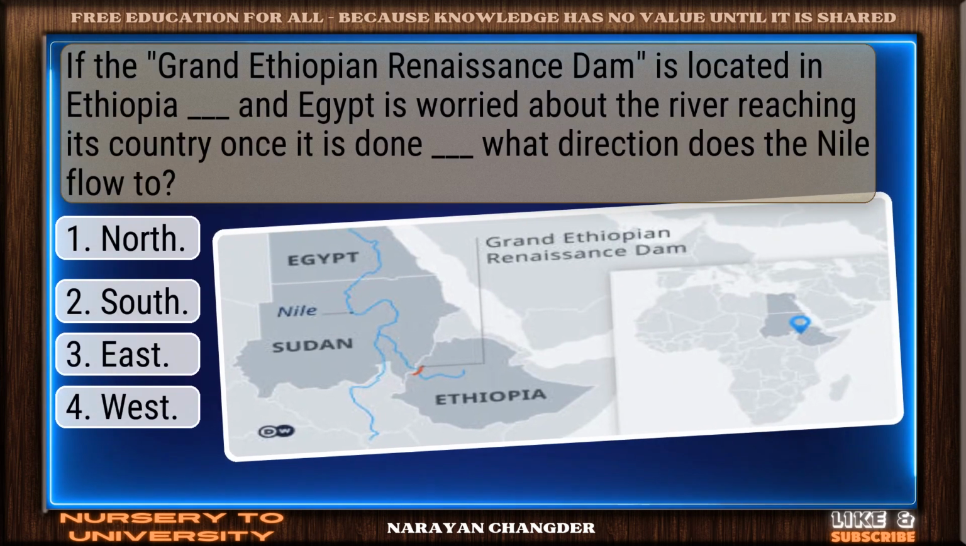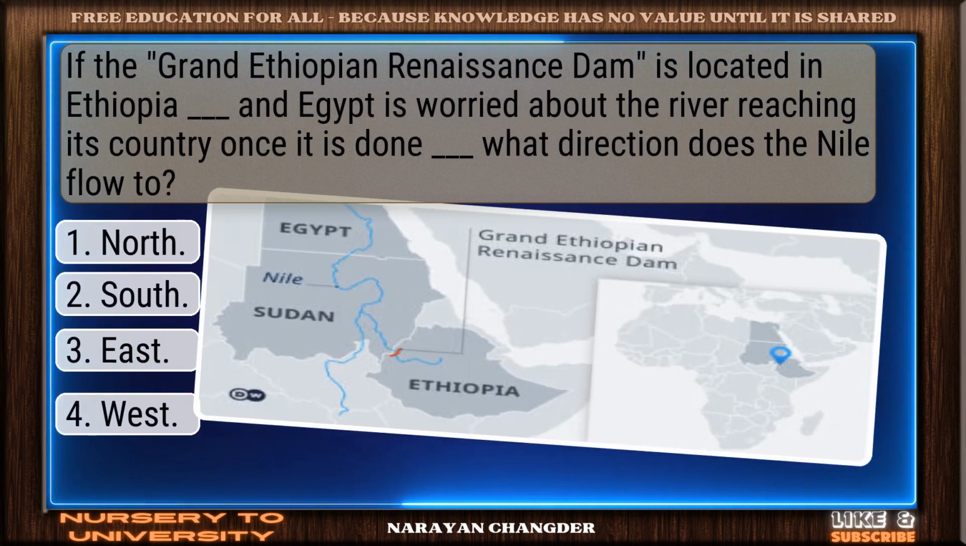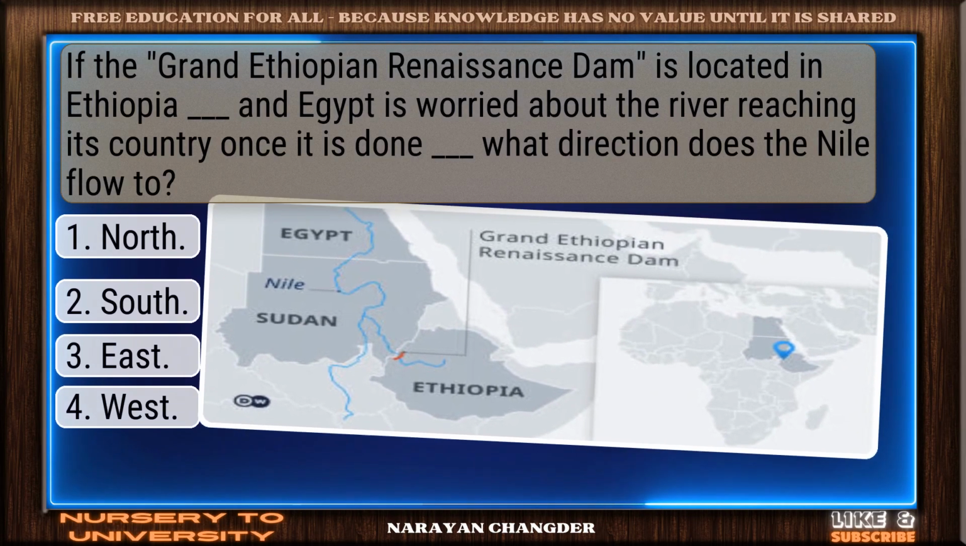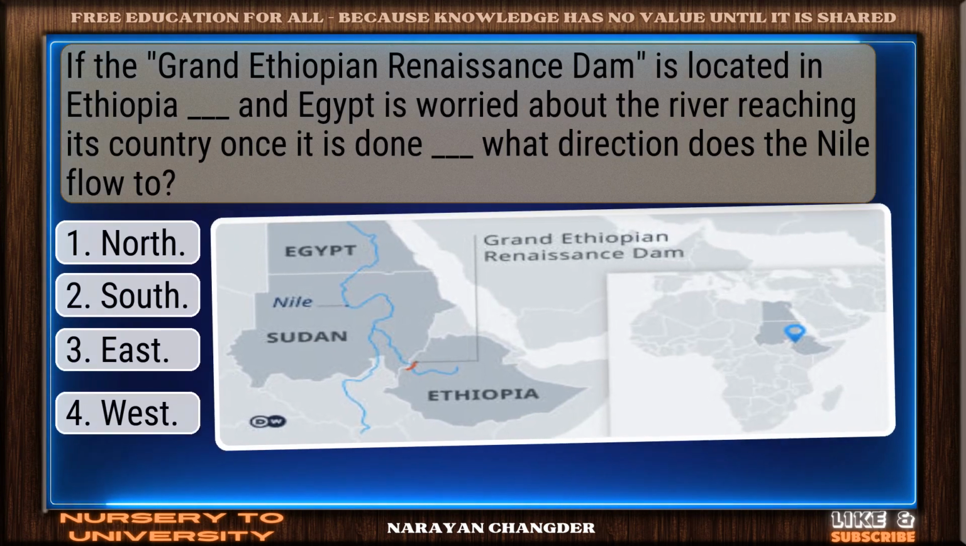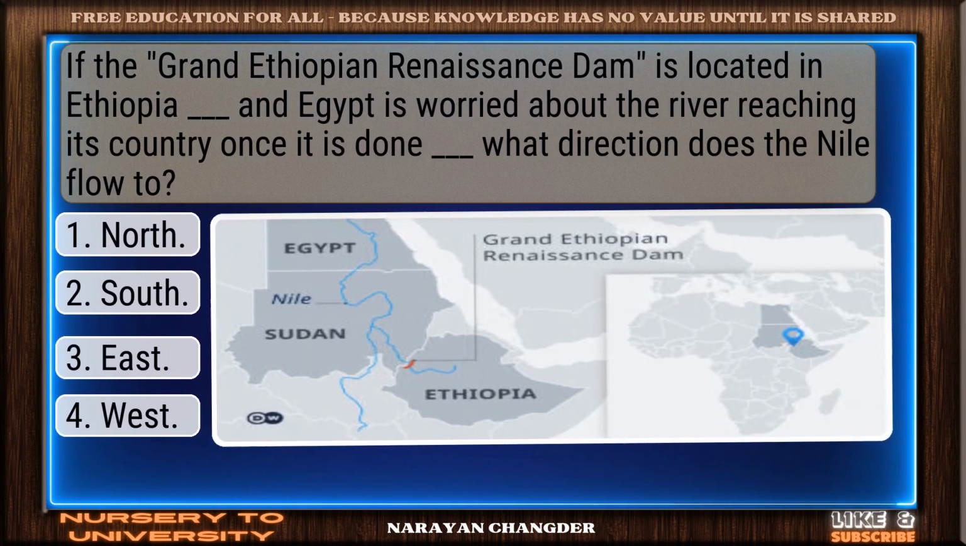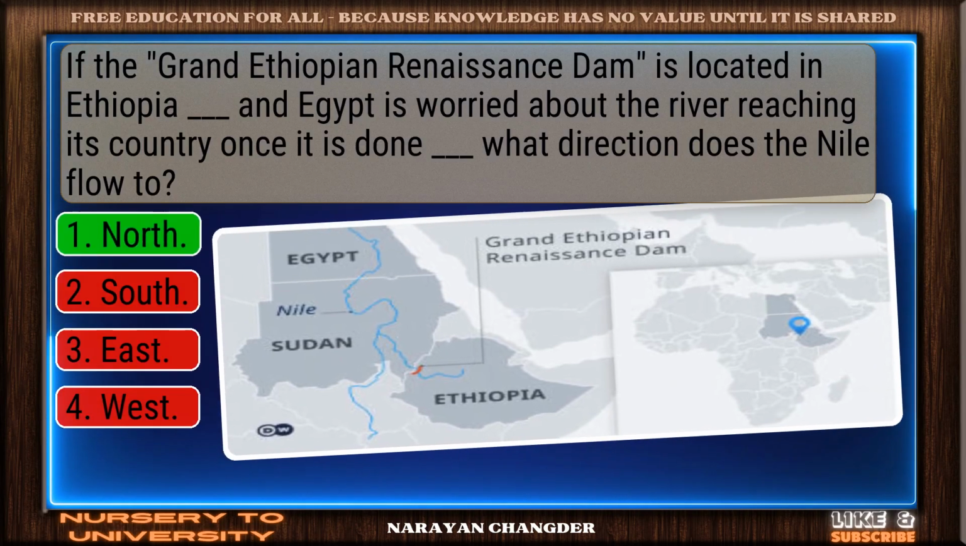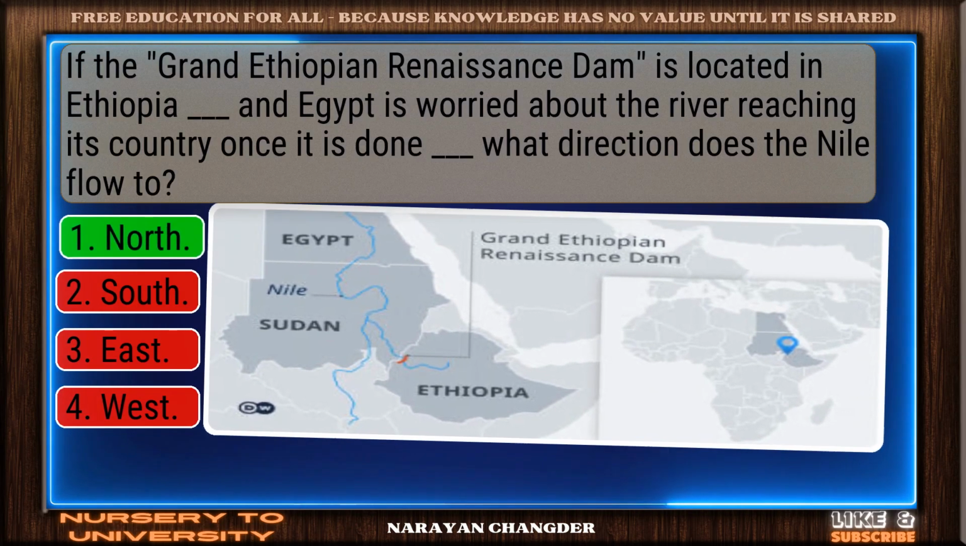If the Grand Ethiopian Renaissance Dam is located in Ethiopia, and Egypt is worried about the river reaching its country once it is done, what direction does the Nile flow to? Bravo. North is the answer.